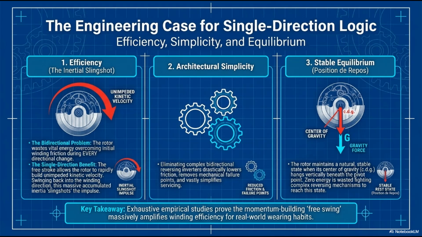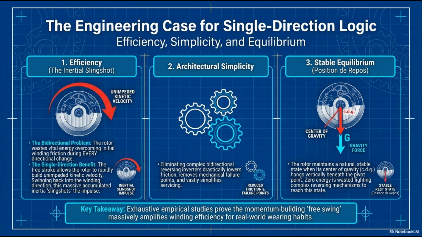Why would top-tier engineers actively choose to throw away half of the rotor's movement? Let's examine the engineering case for single-direction logic: efficiency, simplicity, and equilibrium. Point 1. Efficiency, or the inertial slingshot. The bidirectional problem is that the rotor wastes vital energy overcoming initial winding friction every single time it changes direction. The single-direction benefit is massive.